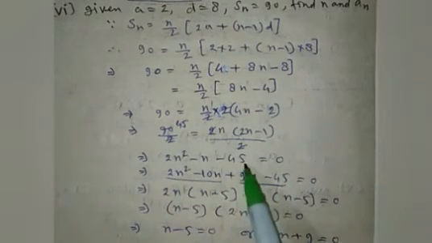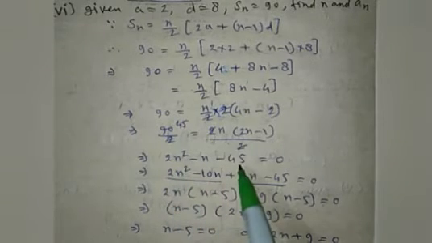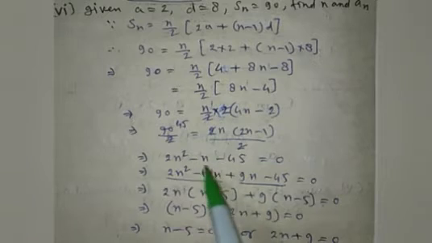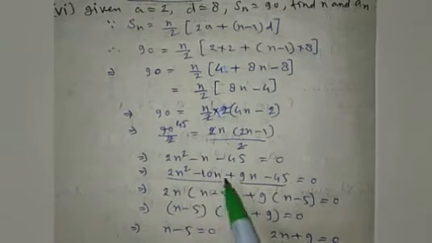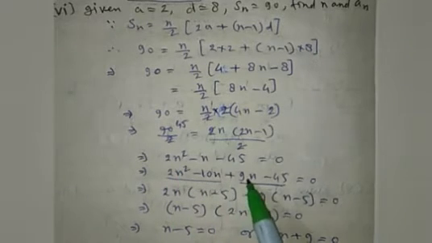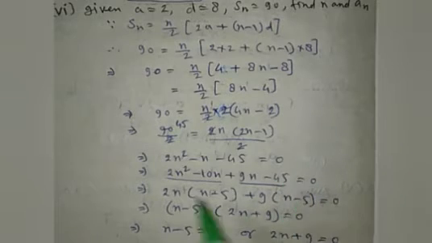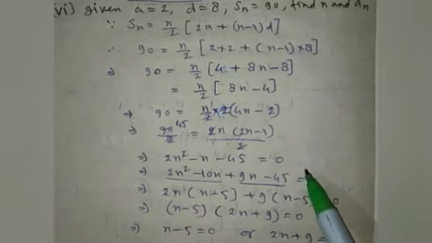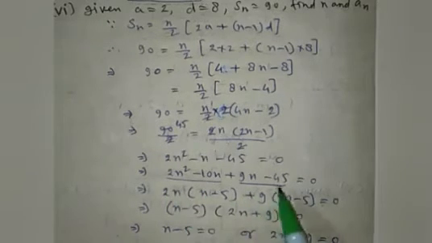Now it is a quadratic equation. So here you have to factorize this. For factorization, you have to break the middle term in the factors of 2 and 45. So here it will be 2n square minus 10n plus 9n minus 45 equal to 0, because 45 into 2 will give 90, and 90 factors are 10 and 9. So it is the factor.